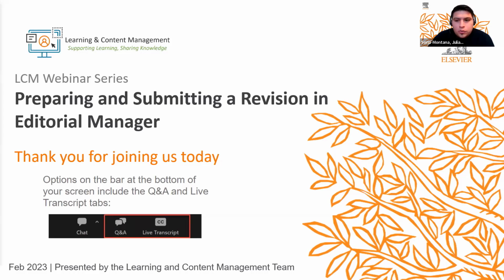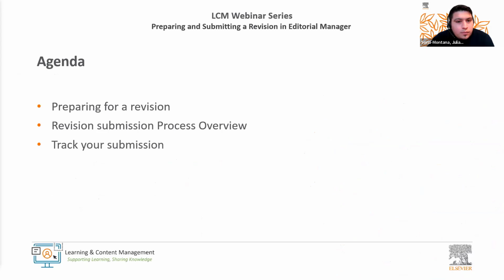And now we are going to see the agenda for today. We will start by giving you an overview of the revision process in Editorial Manager. Please note that the steps may vary depending on the journal configuration and the type of the article being submitted. We will provide you a brief explanation of the various editorial status for your submission. And finally, we will give you some information on the submission tracker.